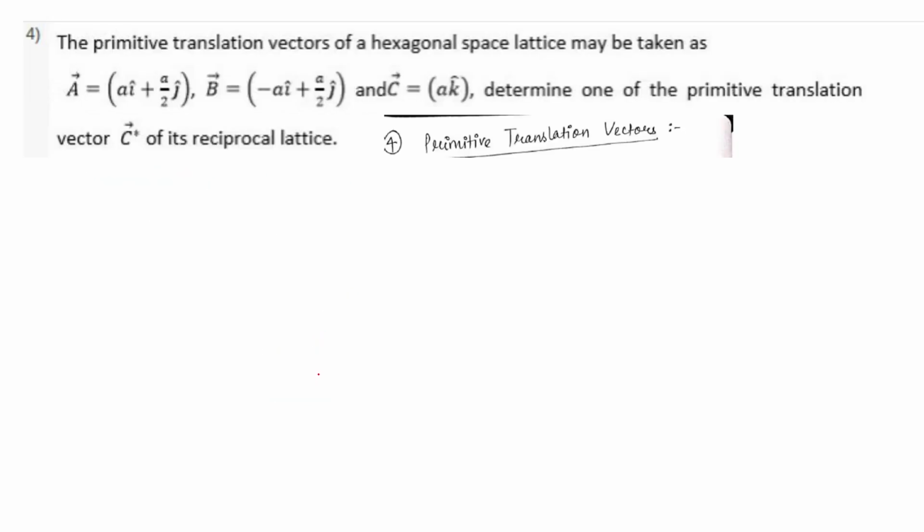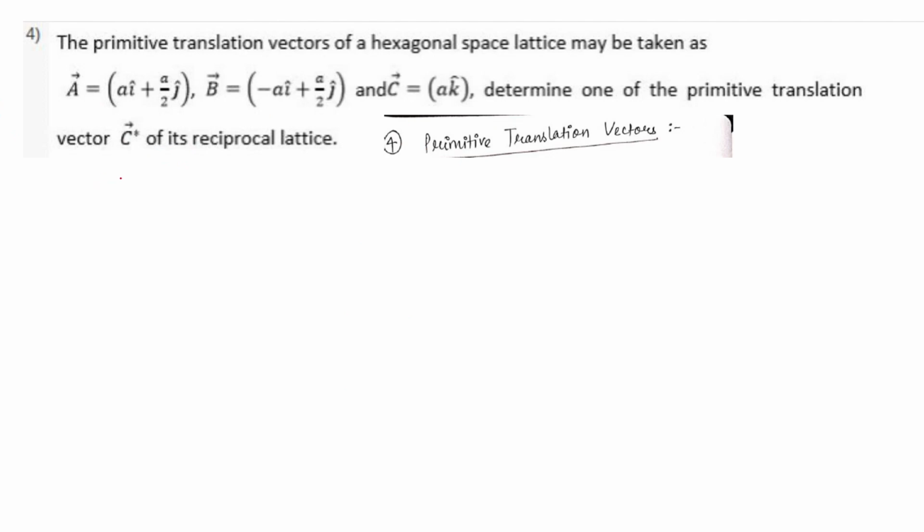Now we will go to the next question, the fourth one. The primitive translation vectors of a hexagonal space lattice may be taken as a = a i + (a/2) j, b = -a i + (a/2) j, and c = a k. So determine one of the primitive translation vectors c dash from the reciprocal lattice. Okay, so here you have to find only c dash, c star or c dash, whatever.